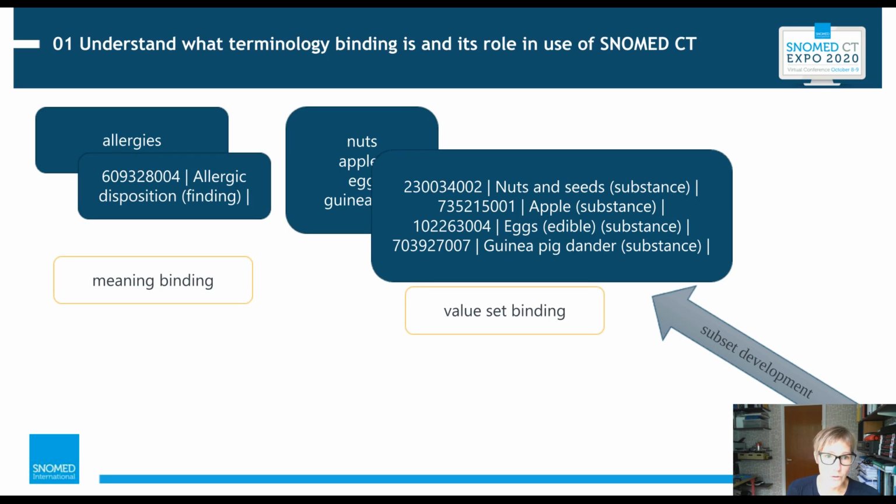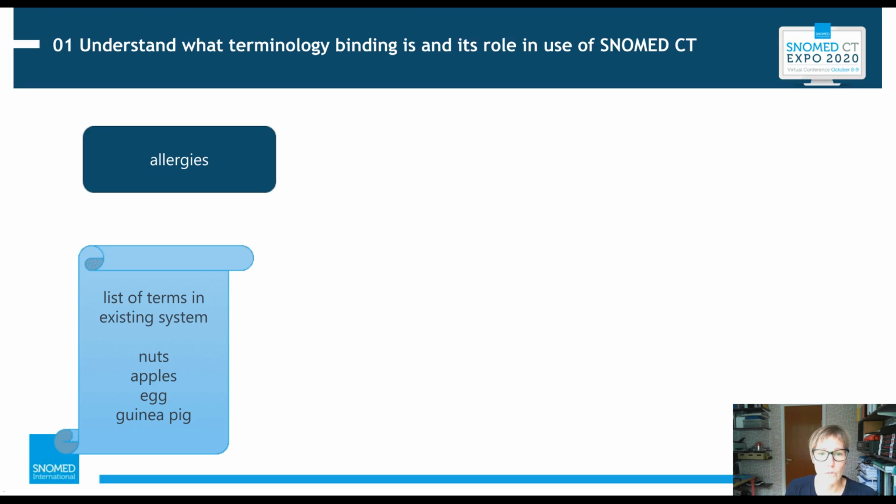Another type of terminology binding is meaning binding, where you show what a specific part of the information model actually means. And this is the example to the left with the allergic disposition. It's not the question actually, it just says that this is what this part of the information is about, if the patient has any allergies or not.